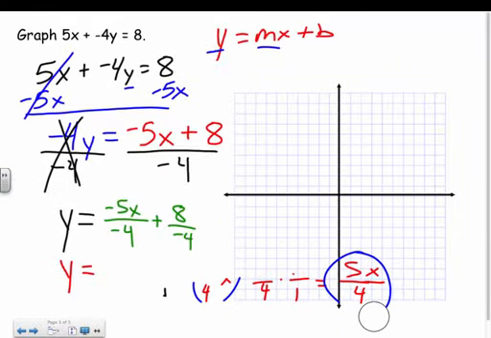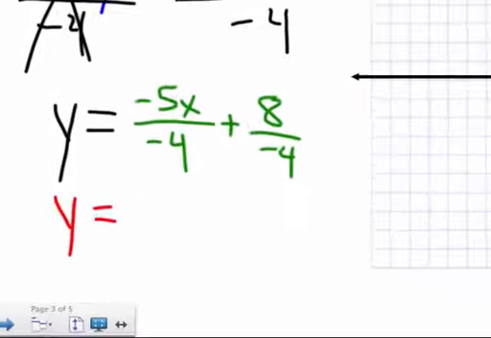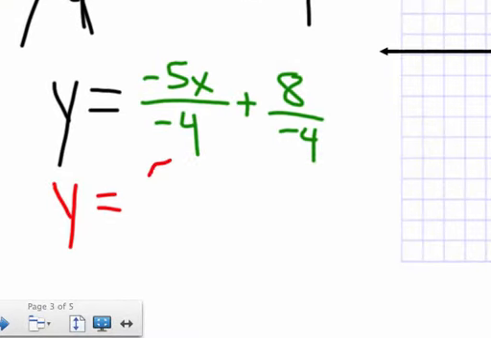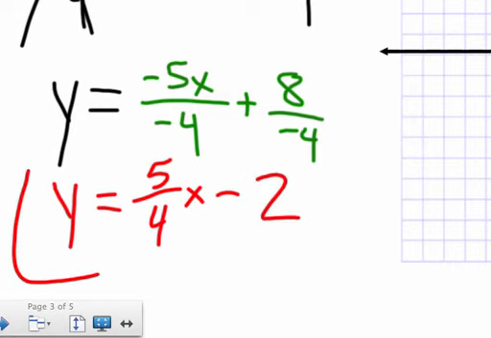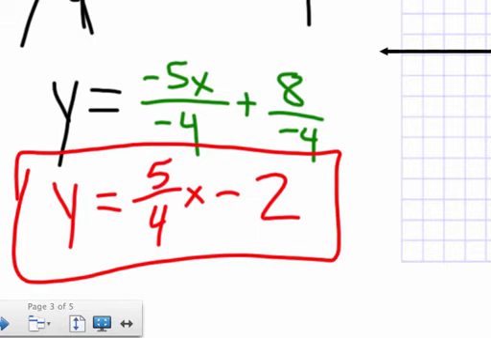So let's go back to this part. A negative divided by negative is a positive, we said. And I'm just going to pull my x out. And then plus negative 2, right? 8 divided by negative 4. And instead of writing plus negative 2, we're just going to write minus 2. So there's my slope-intercept form.